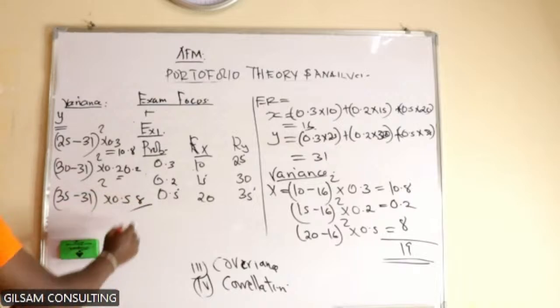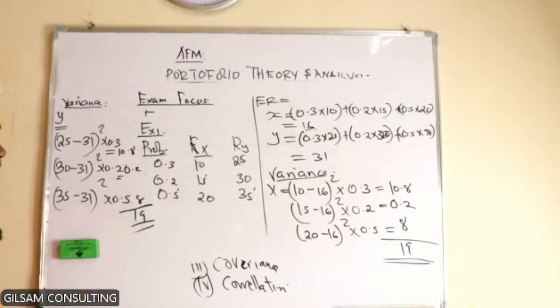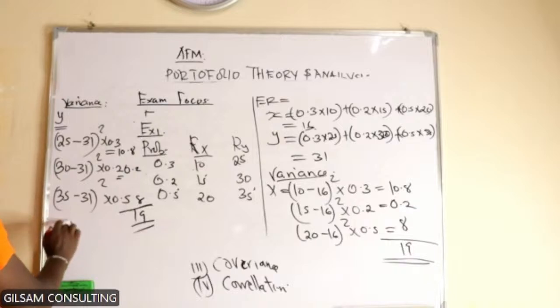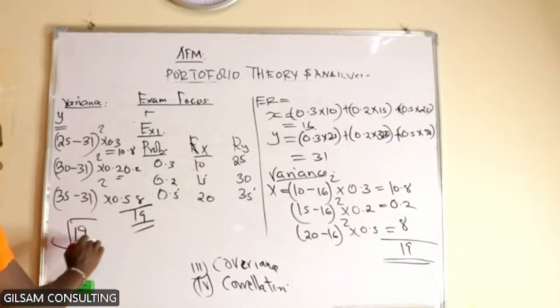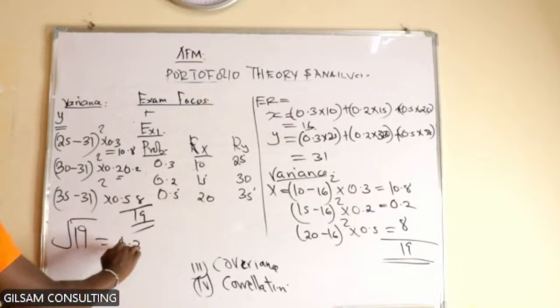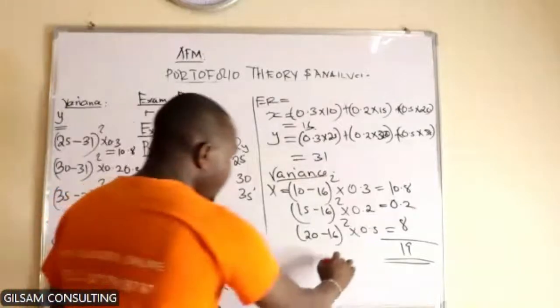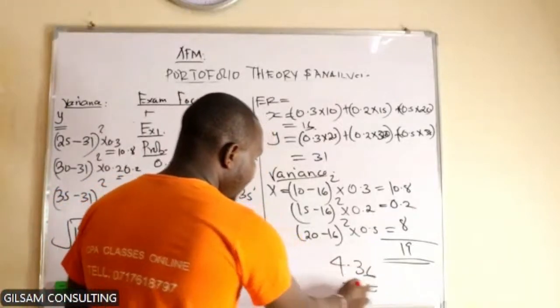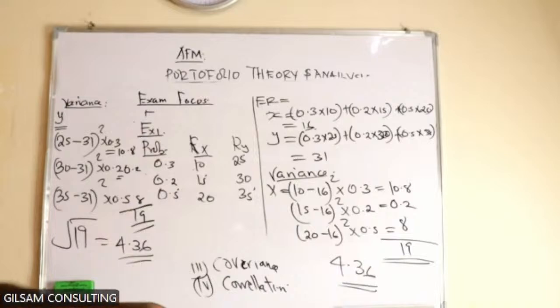We are getting the same variance. So take the square root of the two. That one will give us the standard deviation. 4.36. The same case with this, 4.36. That is the square root. Put it in the calculator.